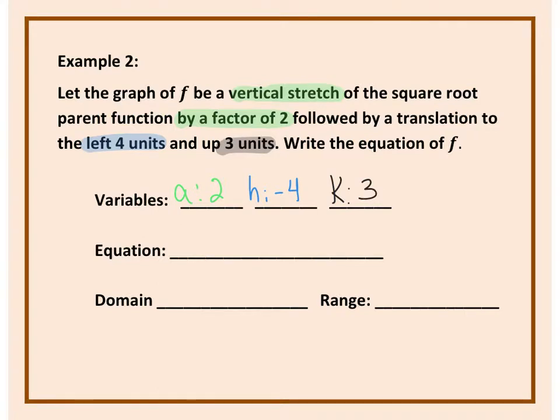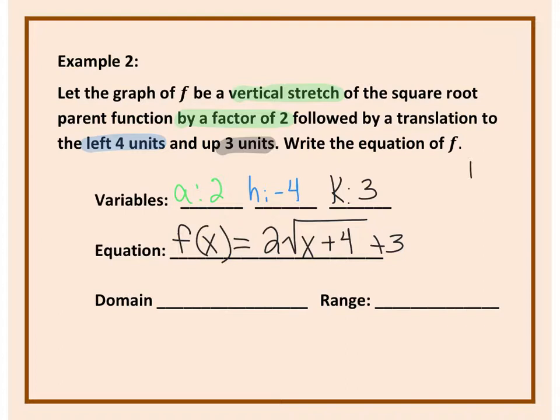So my equation is f of x. That's when it says write the equation of x. It should be write the function. F of x equals 2 square root of x plus 4, because we always change the h sign, plus 3.